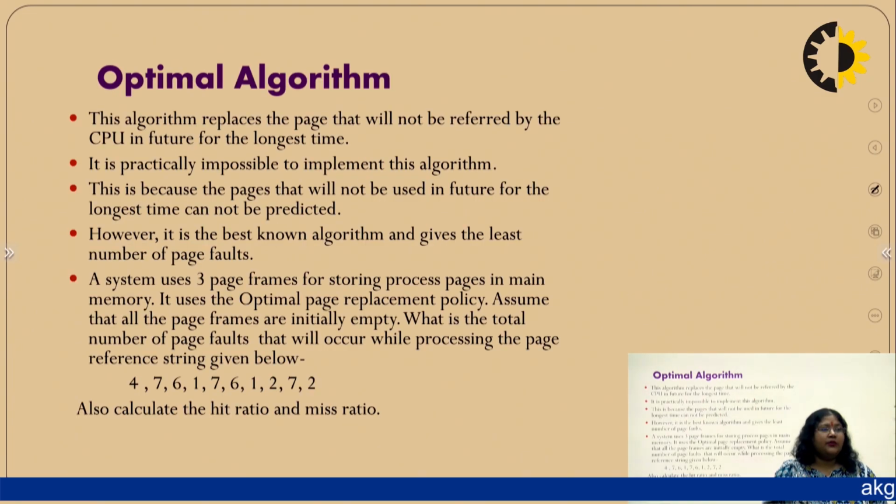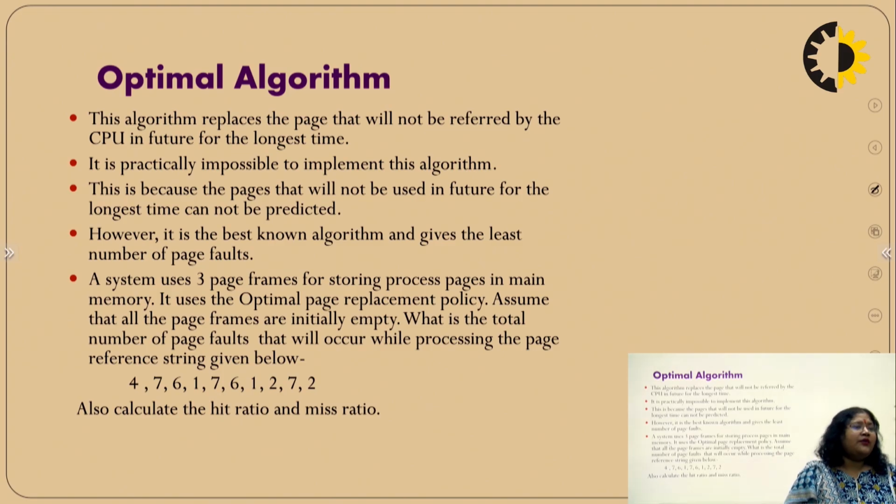Now the optimal algorithm. So what is the optimal algorithm? Optimal means we have to always see the future. So we always consider that my future is bright. So we have to take the optimal algorithm. But practically it is impossible, because we always want that my future is bright, but we have to work to create that particular bright future. So we have to implement the optimal algorithm for the future consideration. And this is the best algorithm and gives the best results, with very few page faults and a higher hit ratio. So we have to take the same example for the optimal algorithm.